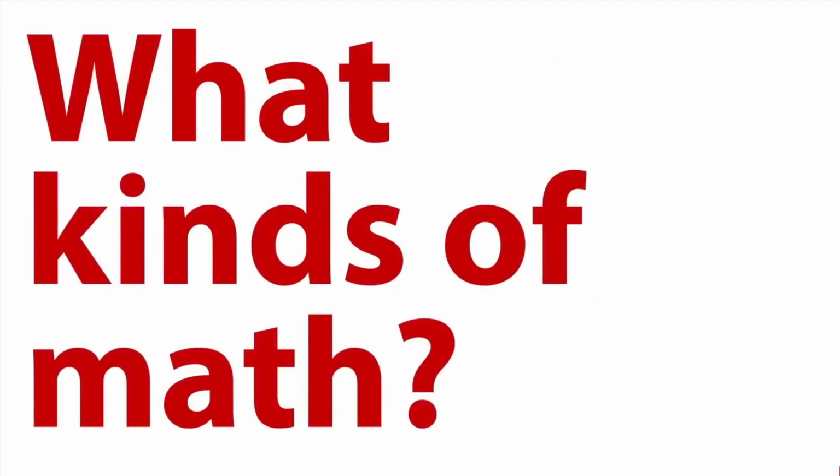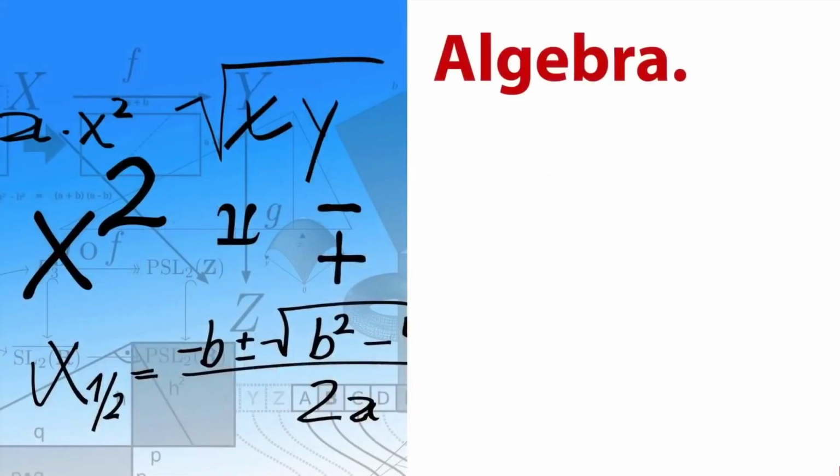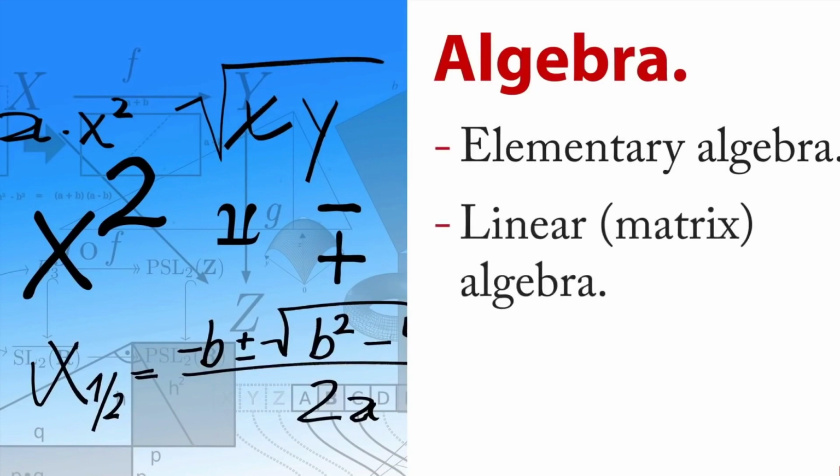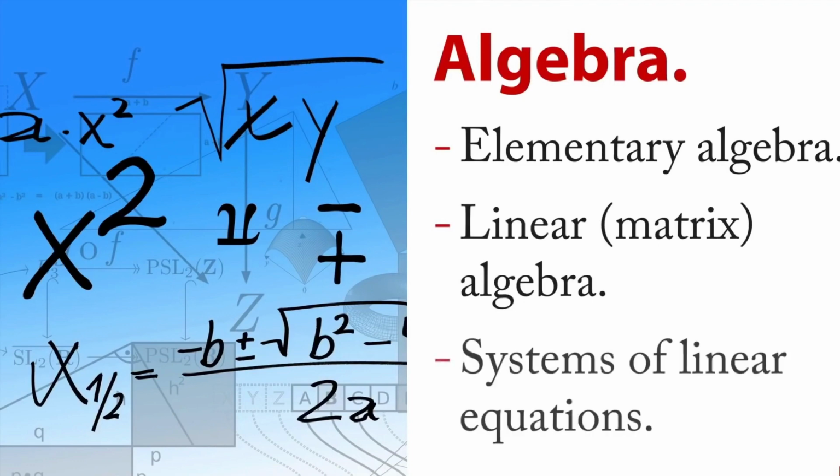So the next question is, what kinds of math do you need for data science? Well, there's a few answers to that. Number one is algebra. You need some elementary algebra. That's the basically simple stuff. You have to do some linear or matrix algebra because that's the foundation of a lot of the calculations. And you can also have systems of linear equations where you're trying to solve several equations all at once. It's a tricky thing to do in theory, but this is one of the things that's actually easier to do by hand sometimes.